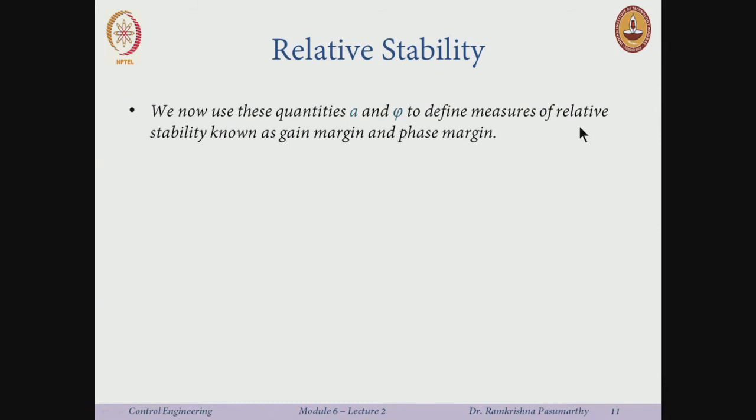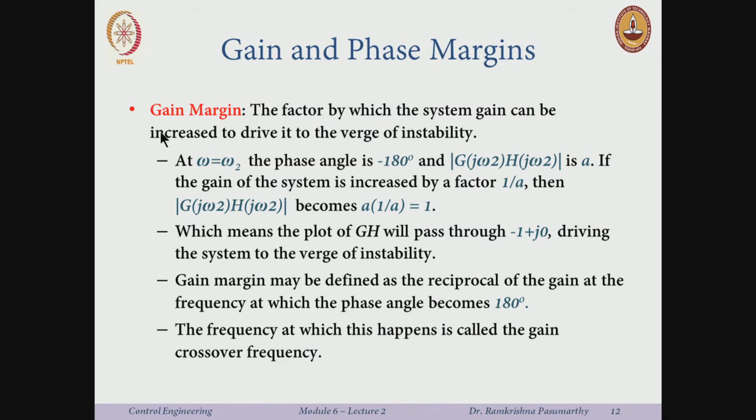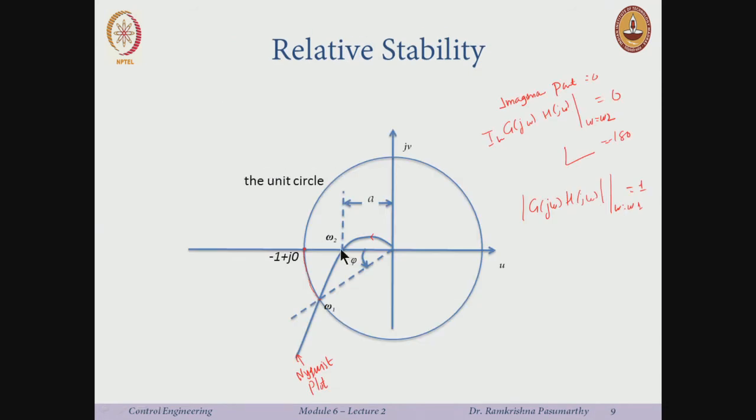Now, we will name each of them, right. So, the one related to A we will call the gain margin, and the one related to φ we will call the phase margin, okay. The names will already tell us what they mean, but let us understand that a little more formally and in a little more detail, okay. Gain margin, what is this? This is the factor by which the system gain can be increased to drive it to the verge of instability, okay. So, slowly we will try to understand. So, at ω equal to ω2, what is the phase angle?